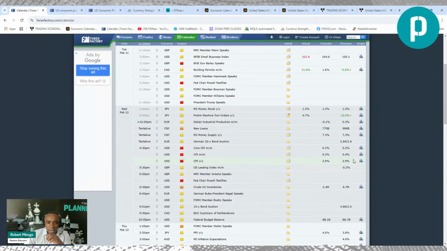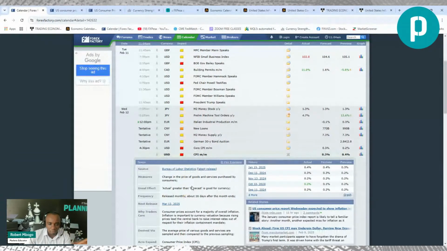The other CPI is the month on month one. Now this one includes everything, right? The core CPI excludes food and energy, however this one includes everything. So this is where you can see consumer prices account for a majority of overall inflation. Inflation is important to currency valuation because rising prices lead central banks to raise interest rates out of respect for their inflation containment mandate. Remember, like I repeat again, the work of every central bank is to rein in inflation, right? It's very dangerous to have inflation that is out of control.